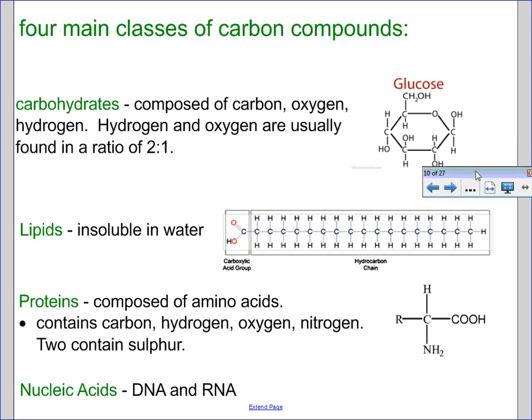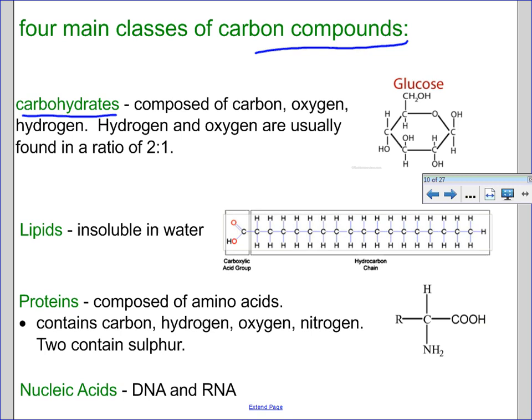So there are 4 main classes of carbon compounds, or 4 main categories of carbon compounds that can be found. There are the carbohydrates, such as glucose and fructose, and these are composed of carbon, oxygen, and hydrogen. So you'll only find those 3 elements in carbohydrates. And hydrogen and oxygen will usually be found in a ratio of 2 to 1.